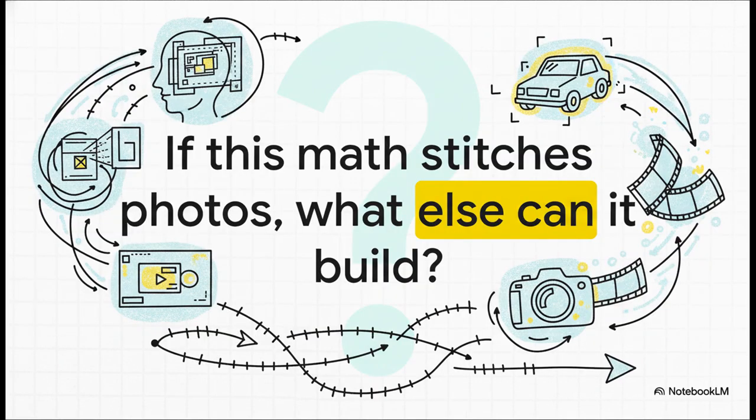And this is why this is so much bigger than just pretty pictures. These exact same principles, finding features, calculating transformations, warping perspective, this is how self-driving cars see the road. It's how augmented reality overlays digital objects in your living room. It's how movie studios create those seamless, impossible special effects. The digital stitch is one of the foundational technologies of our modern visual world. So the only real question is, what are we going to build with it next?